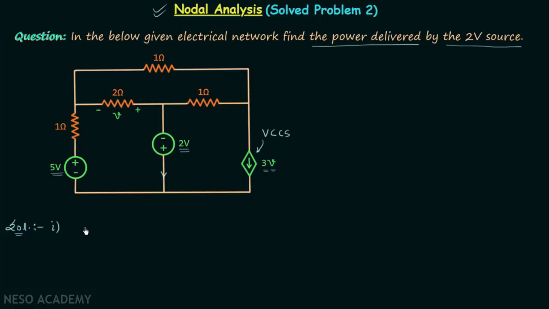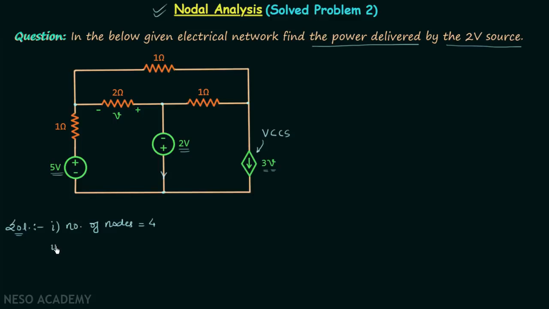And we know in step number 1 of nodal analysis we identify the total number of nodes, and in this network we have 1, 2, 3 and 4 nodes present. So number of nodes is equal to 4.